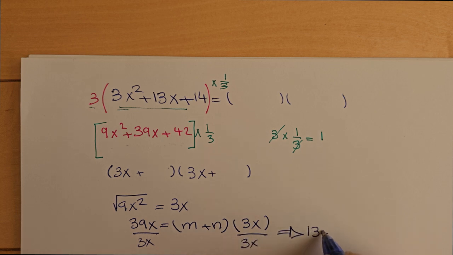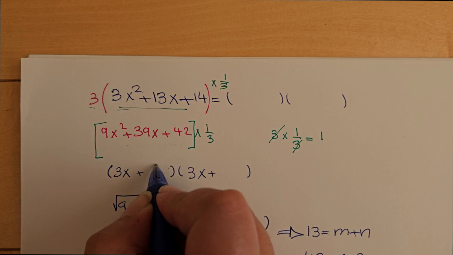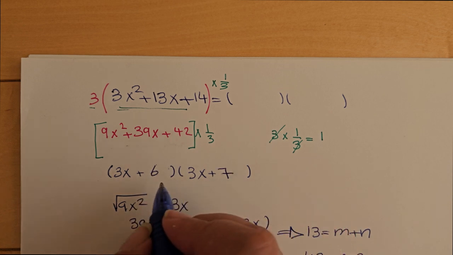So 13 would be equal to m plus n. And then the other piece of information is we know that m multiplied by n must be equal to 42. So I'm looking for two constants or two terms which I multiply, I get 42. I add them, I get 13. What are those? 6 and 7.